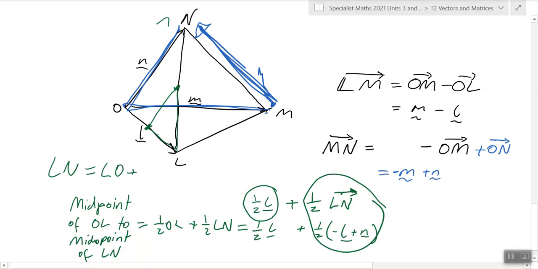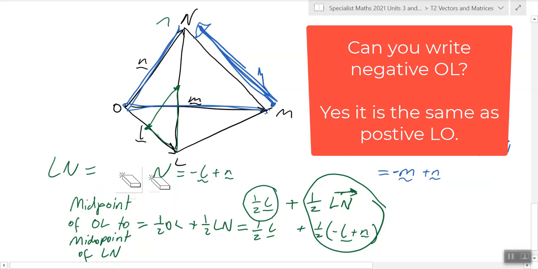Half LN, or LN is equal to LO plus ON. And that's equal to... Yeah? You could also do LN equals ON take OL. It's hard to visualize it. Maybe that's better to visualize. There's lots of ways to do this.